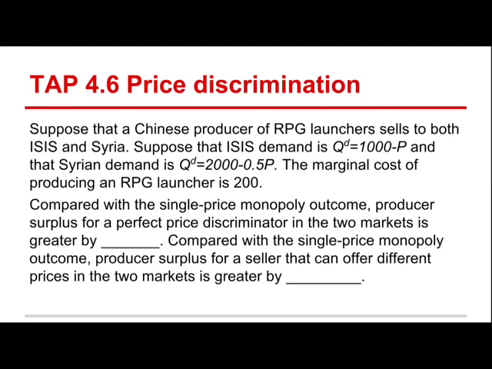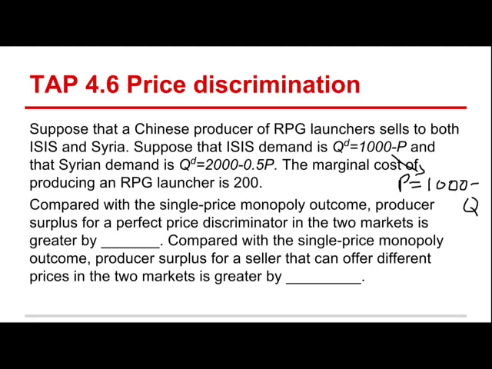Notice that, where is ISIS? Okay, ISIS is here. ISIS's inverse demand curve, I'll write that down, is P equals 1,000 minus Q. Well, that's got a price axis intercept of 1,000. So at a price of 1,100, there would be no sales to ISIS. So that doesn't make any sense. That's how I knew, whoa, that doesn't make any sense. I'm only selling in Syria, and then I solved for the Syrian-market-only monopolist outcome.